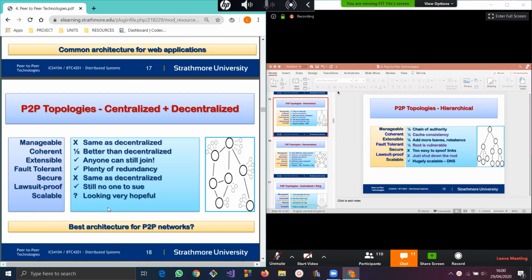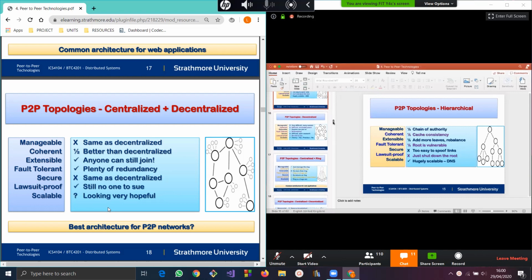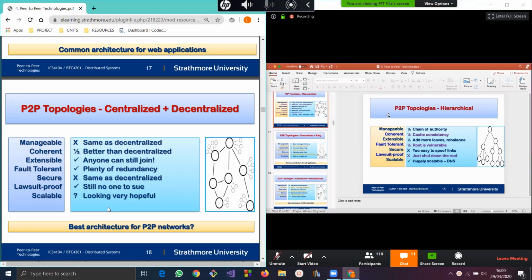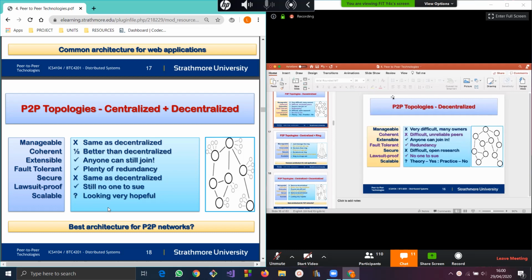Now, another topology. So we're just looking at some of the topologies that are applied. The other topology here is decentralized. Now notice, so we have that. You see, they are really connected. They are connected in many different locations. Manageable, very difficult. How many owners? So several owners. Coherent, difficult, unreliable peers.